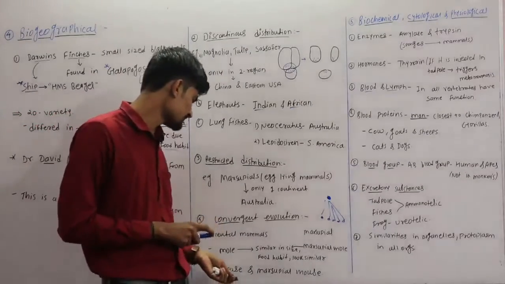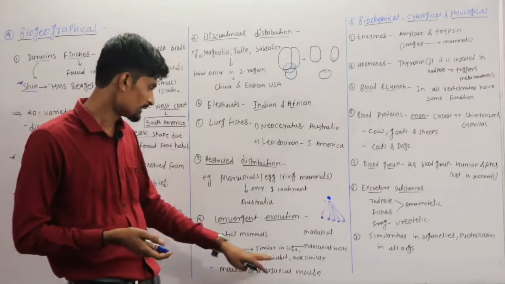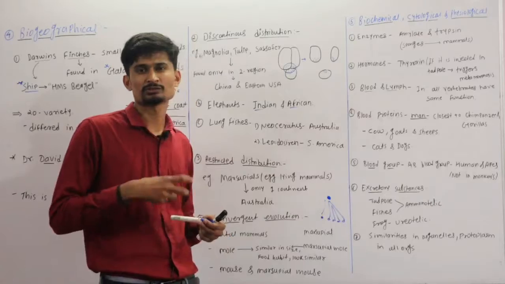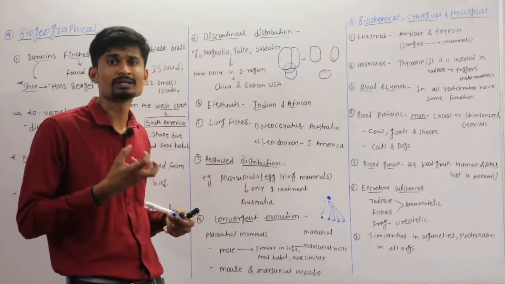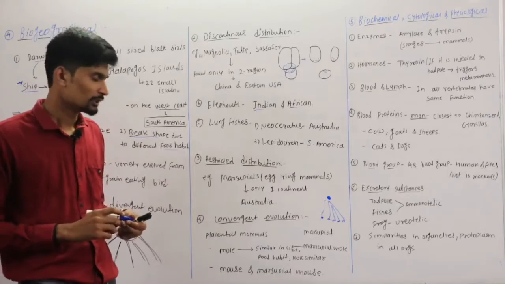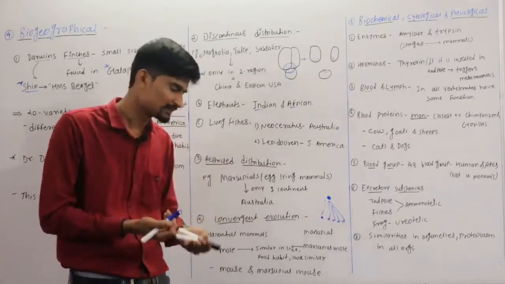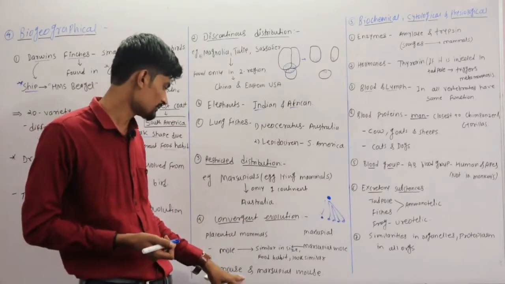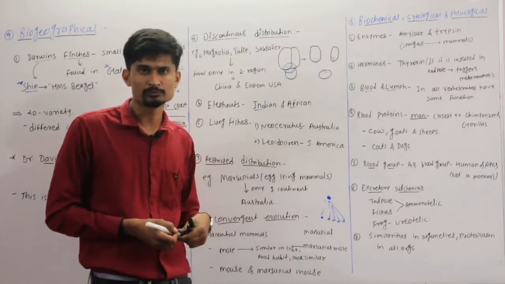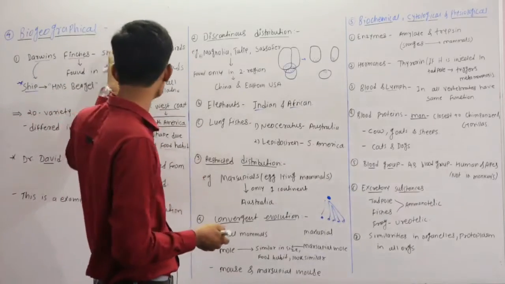Then another example is the mouse and marsupial mouse. These are also similar. Their snout is also similar due to their food habit. They grab the insects from the soil, so they look similar, that is mouse and marsupial mouse. So this is another example of the convergent evolution, that is mouse and the marsupial mouse. So here we completed the biogeographical evidence.